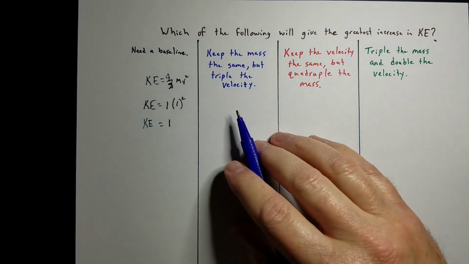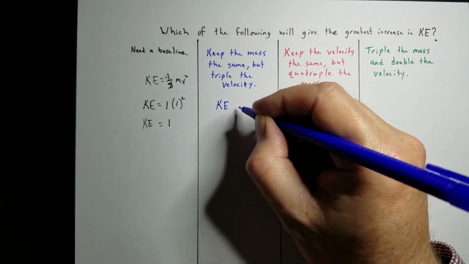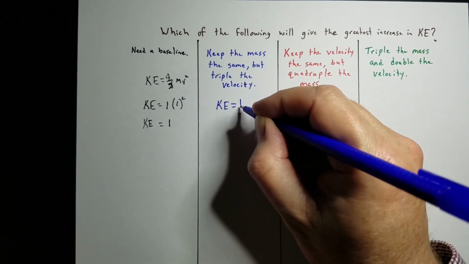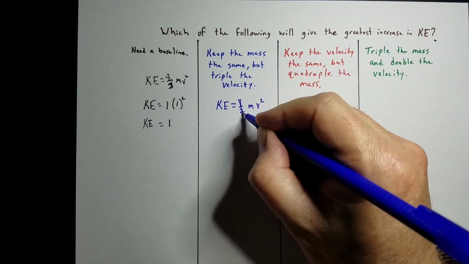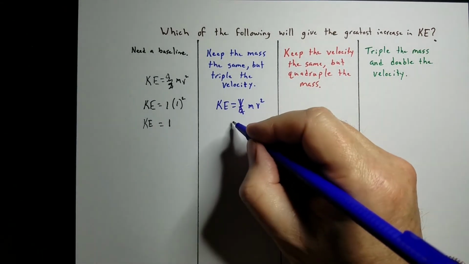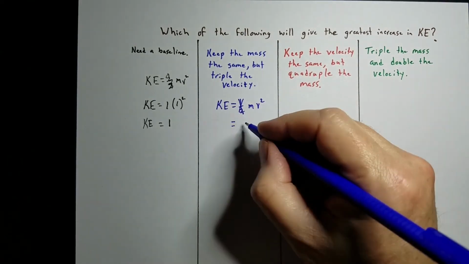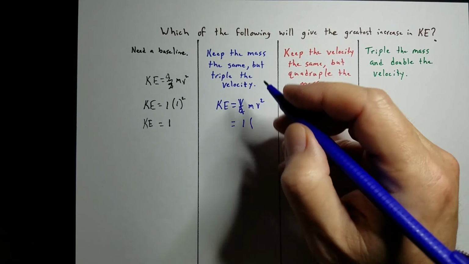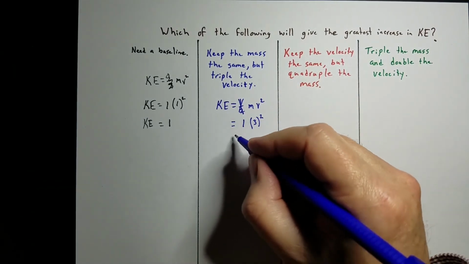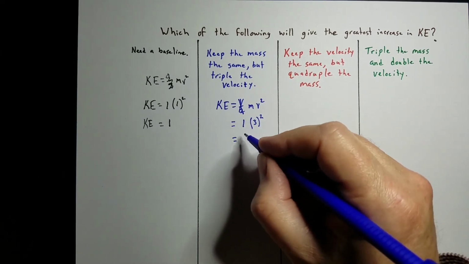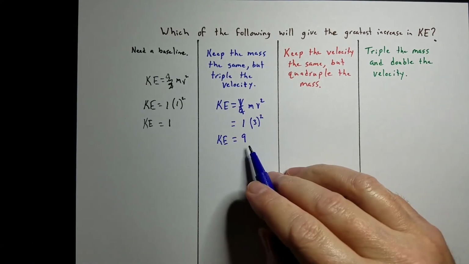So for this first one, we keep the mass the same but triple the velocity. We're going to again take 1/2 mv squared. Again, don't worry about the constant. We want to keep the mass the same, so we're going to leave it 1, but we're going to triple the velocity. But remember, that's squared. 3 squared is 9 times another 1 is still 9. So the kinetic energy would have gone up by a factor of 9.